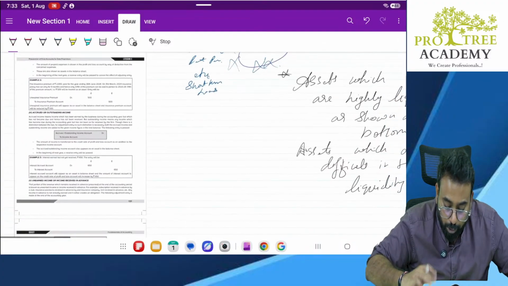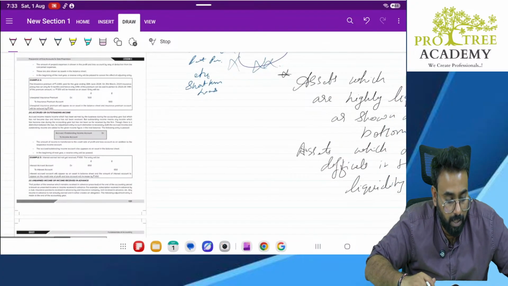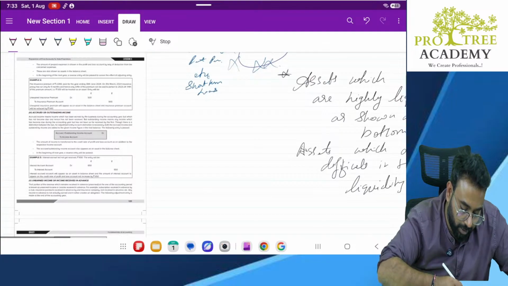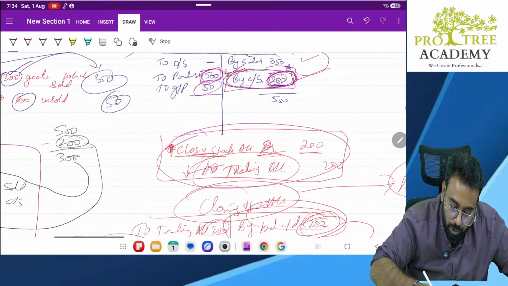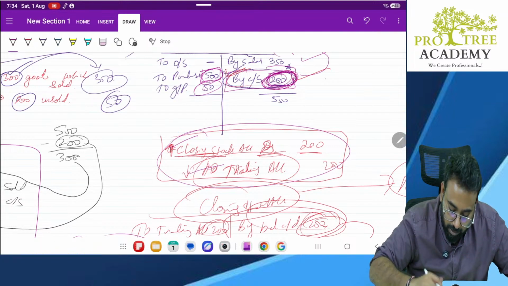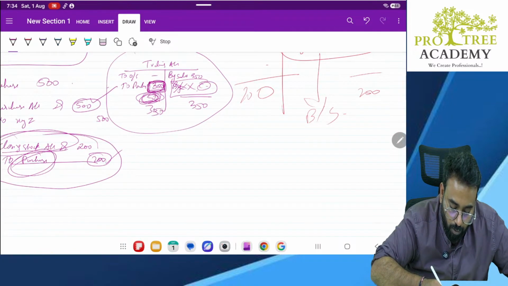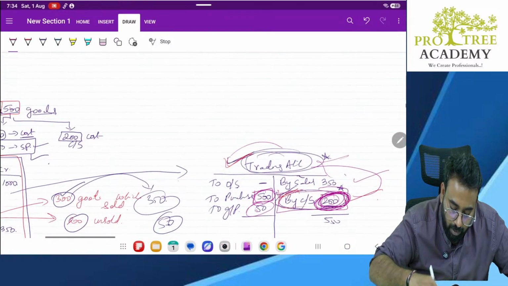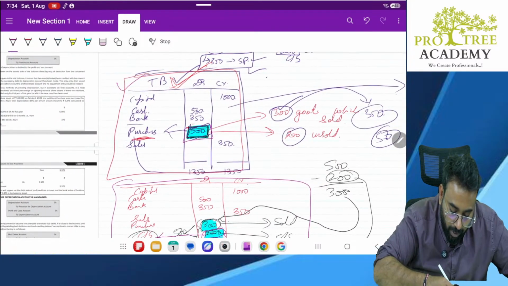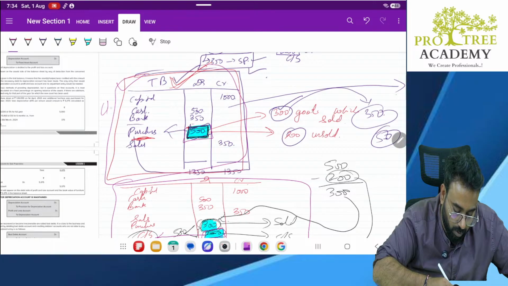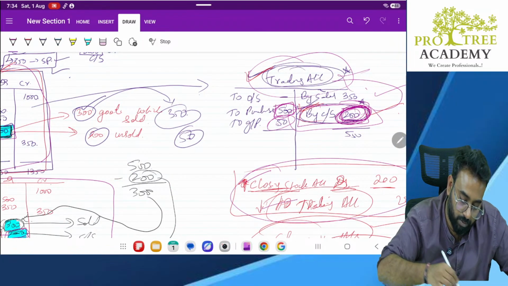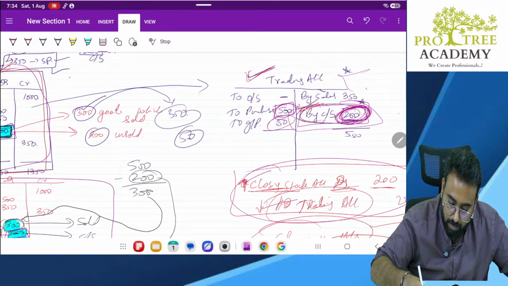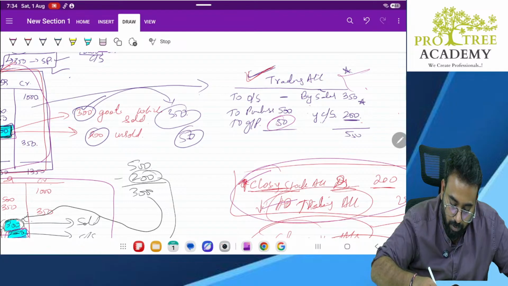So, sir, what would you suggest? Which is the better option, sir? I would suggest the better option, always go for this method. That means you always pass closing stock from trading account only. This method where you don't show closing stock, don't follow. Always show closing stock in the trading account only. Under trial balance, don't show closing stock. You show closing stock in your trading account. Sorry for scratching so many things just to make you understand.